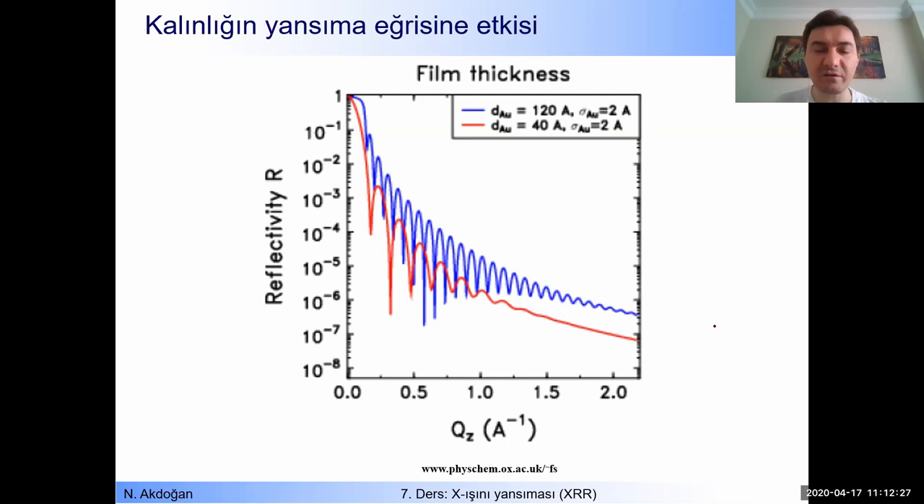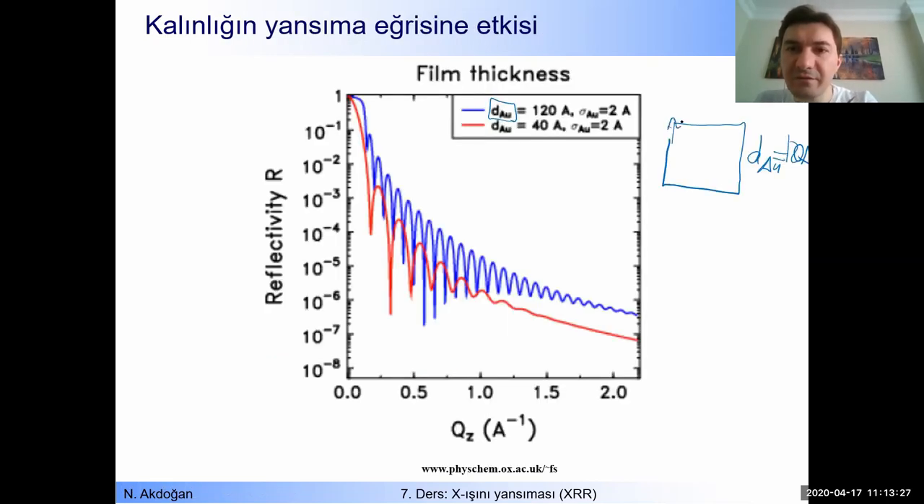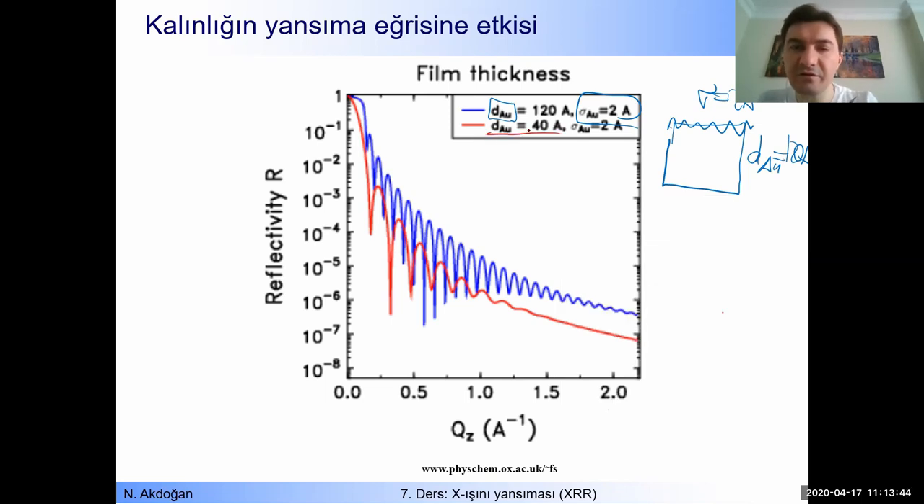So what is the effect of the thickness on the X-ray reflectivity signal? Here we have two X-ray reflectivity measurements and they belong to different films. Now I will try to give you information about this. So let's start with the blue one. What is the blue one? Here we have the thickness of gold. You see, the thickness of gold is 120 angstrom. And the roughness of the gold, here we have the roughness, 2 angstrom, okay? And we have another film. Then this has a thickness of 40 angstrom.